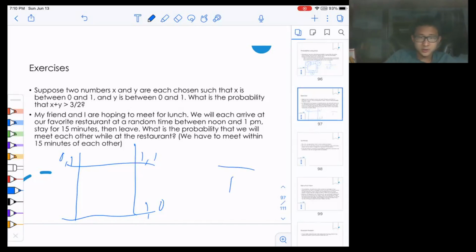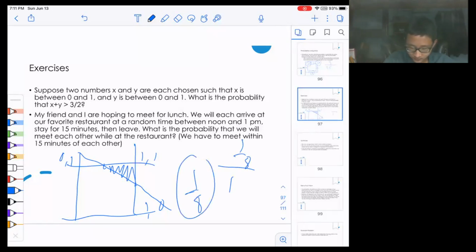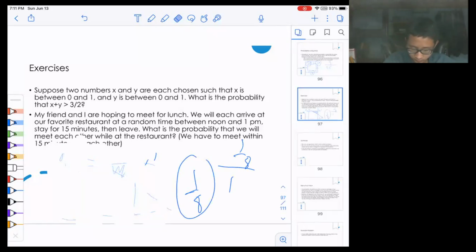And we need x plus y to be greater than 3 halves. To do this, we need the region inside the square which is above the line x plus y equals 3 halves. If you know how to graph lines, you can graph it and the line will end up looking like this. Since x plus y has to be greater than 3 halves, it will be this area. Then you can tell that the area of the triangle is 1/8. So the answer would be 1/8. That's the probability for the first one.